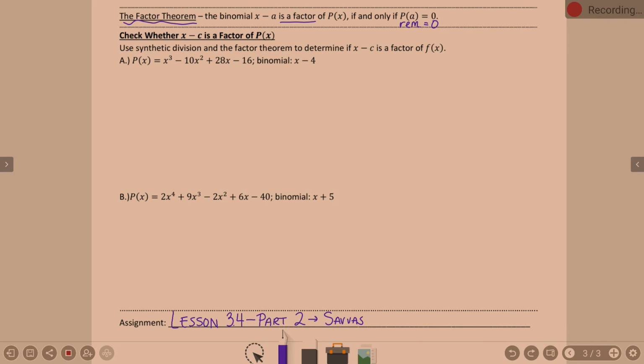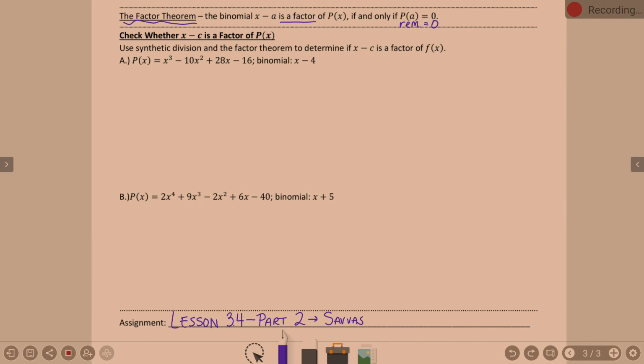So on A, we're given this polynomial. We're given a binomial. We want to know, is x minus 4 a factor of this bigger function? Well, if it's a factor, the remainder will be 0. If it's not a factor, the remainder is something other than 0. So what am I going to suggest we need to do? Synthetic division. Now, could you find your remainder the other way? You could, and both would work.